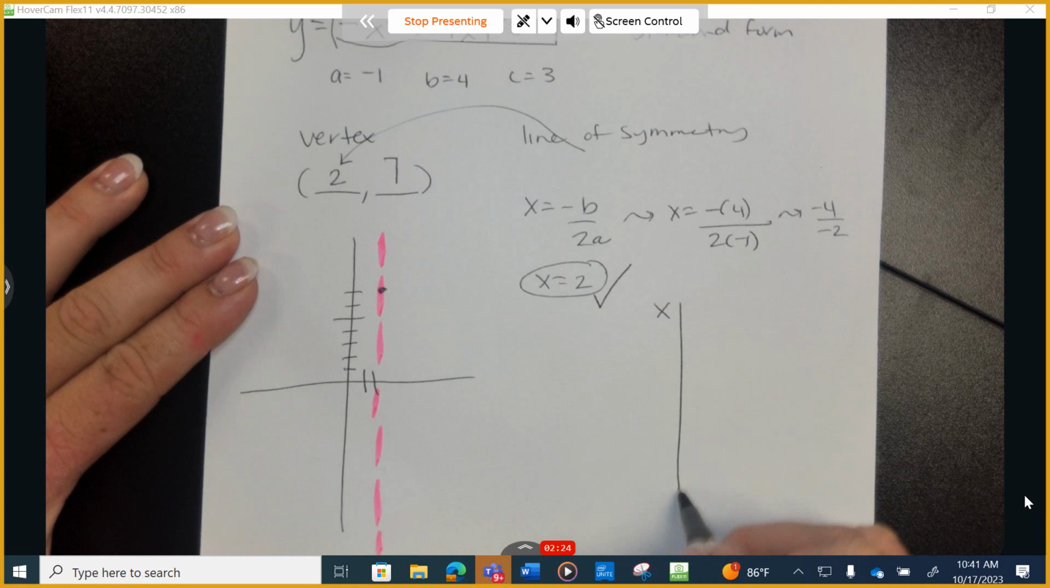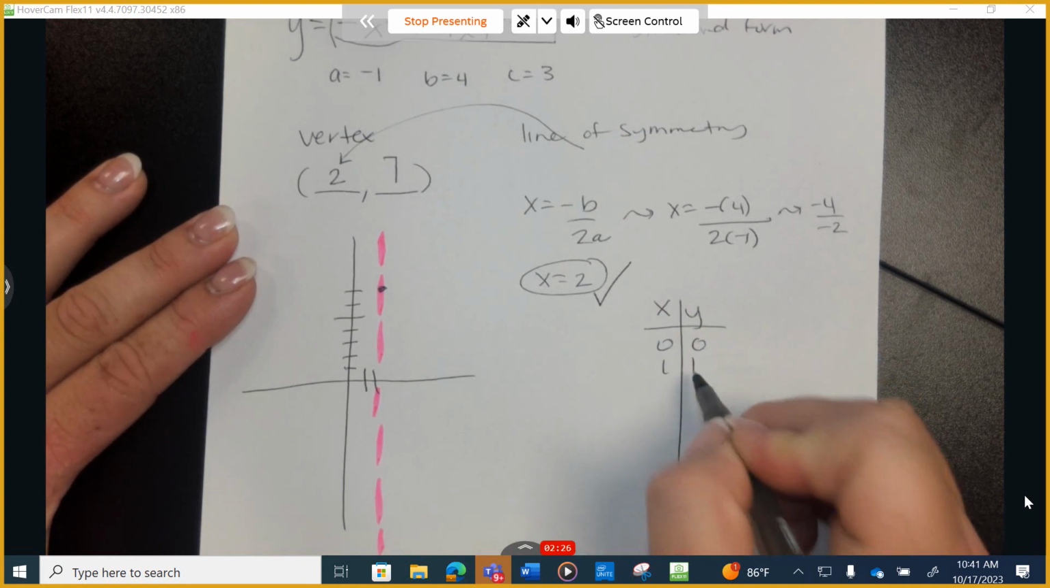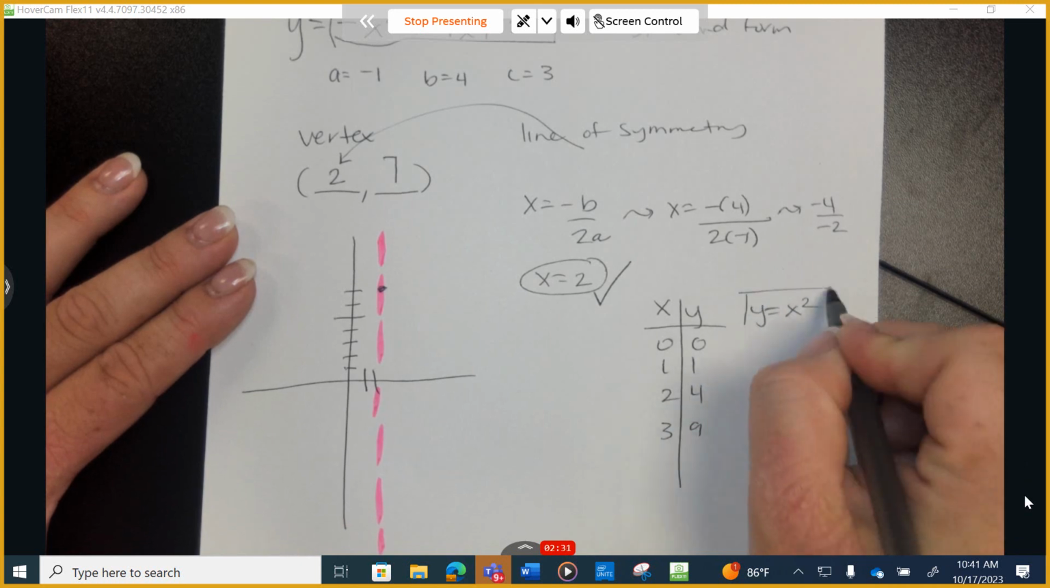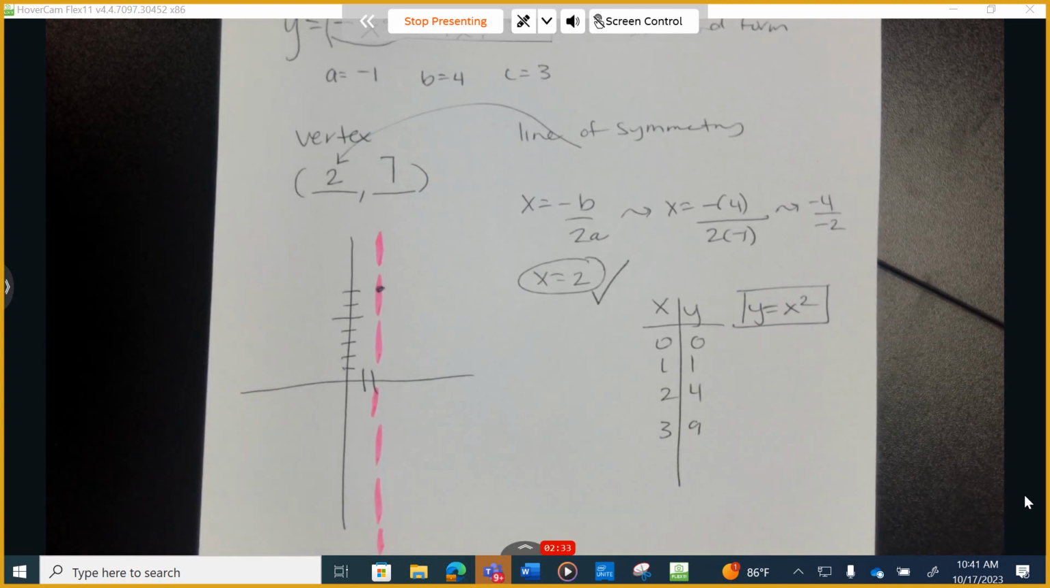Then look at the board. You're going to find this: 0, 0, 1, 1, 2, 4, and 3, 9. Where do I get those numbers? It's from the most basic quadratic equation. This is called the parent function. It's the most basic one.